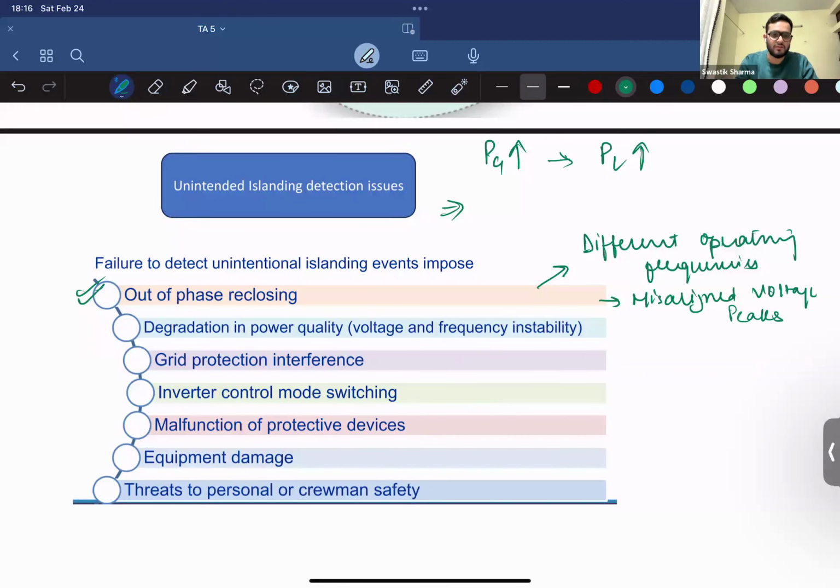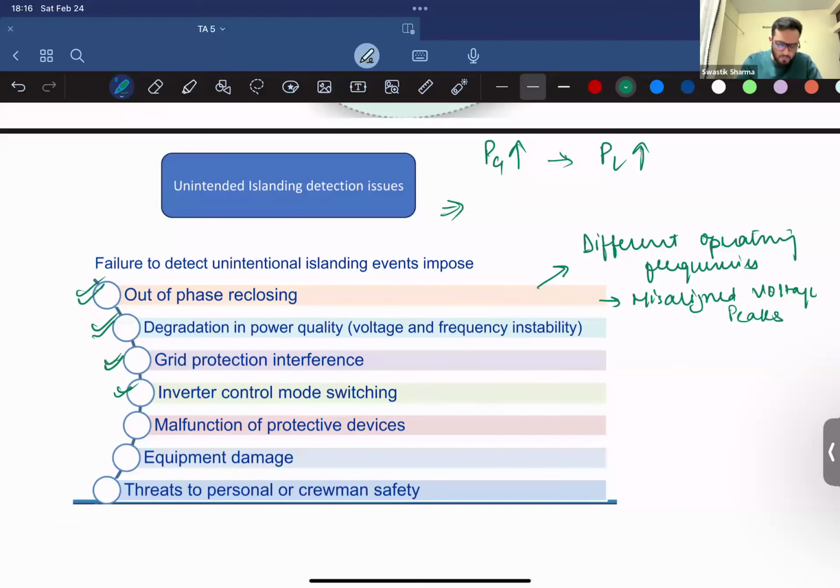Synchronism is very important for an AC based system. Due to this voltage and frequency instability, power quality issues happen. Your voltage sag, frequency dip, etc., correspond to the power quality issues, and unintended islanding could cause these issues. Then grid protection interface. We'll talk more about protection equipment in our coming slides, where you will be able to appreciate why an unintentional reconnection or an unintentional islanding causes grid protection issues as well.